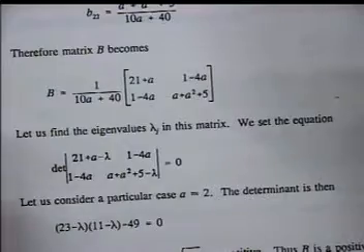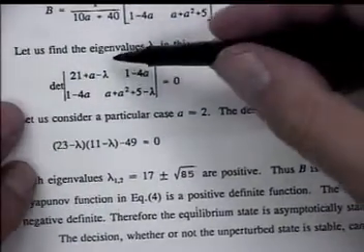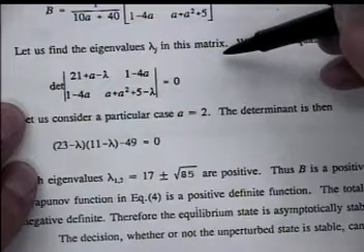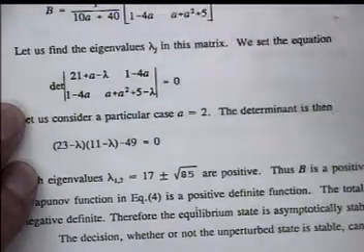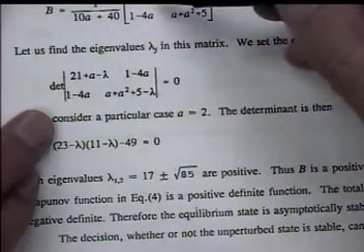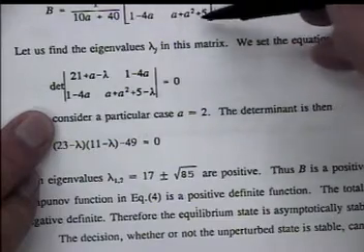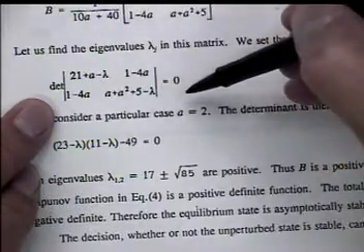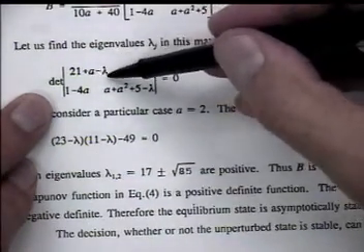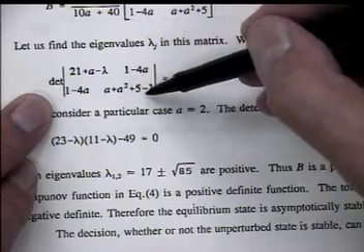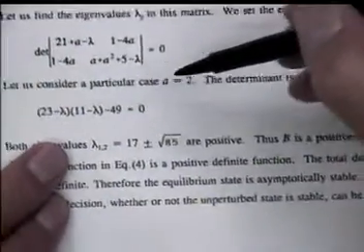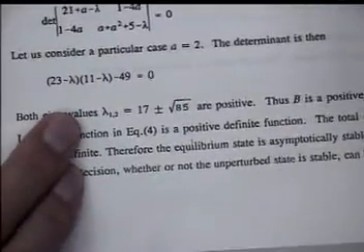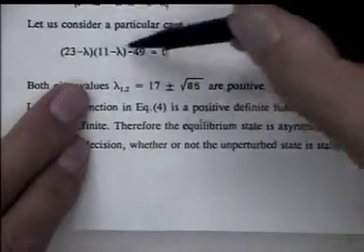Okay? Now I'm suggesting that we find the eigenvalues of this matrix B. Eigenvalues means that on the diagonal we write minus lambda, and we get an equation for the determinant that must be 0. So 21 plus a minus lambda here, a plus a squared plus 5 minus lambda equals 0. And consider the case when a equals 2. Imagine that this a equals 2 in the equation. Then we get this equation.